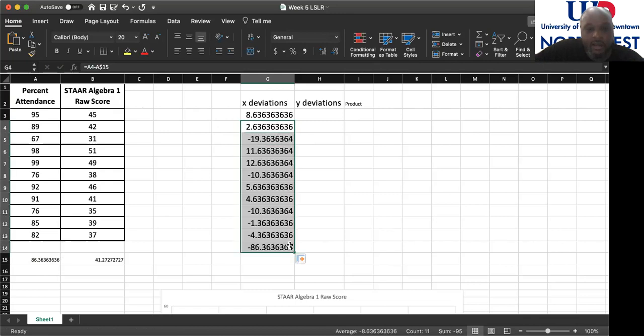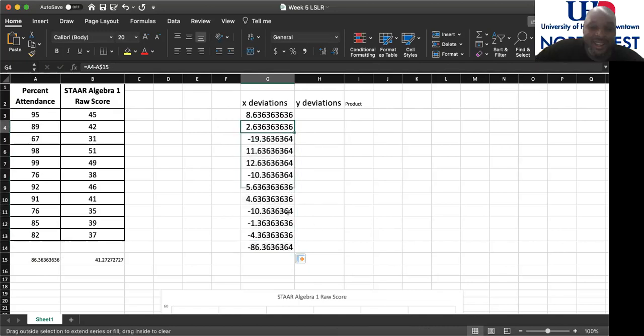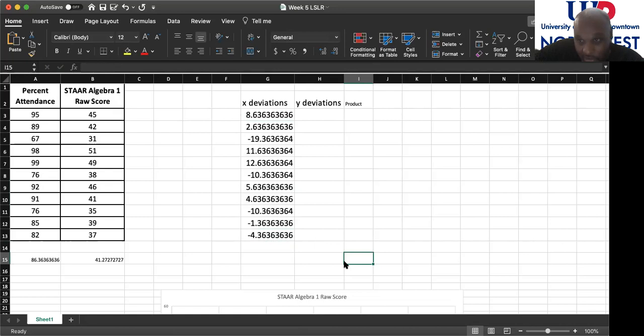I get these values. I messed that up because I went down too far. But I get these values there. The last one needs to be there. There we go. So there you go. Here's what you get. Those are your deviations. Everybody see that?